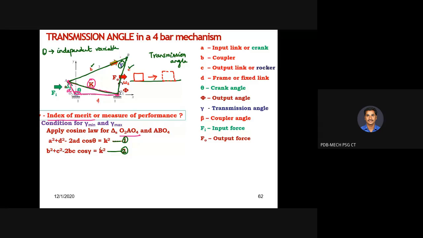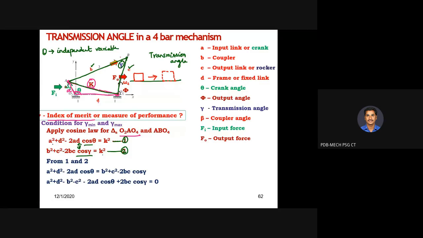In both of them, on the right hand side, what is equal? K square is there. So you can equate equation 1 and 2. Since both are equal to K square, K square is this one and K square is this one. If these are all equal, then these will be equal. So you can directly equate these two. Then what next equation will you be getting if you equate these two equations?